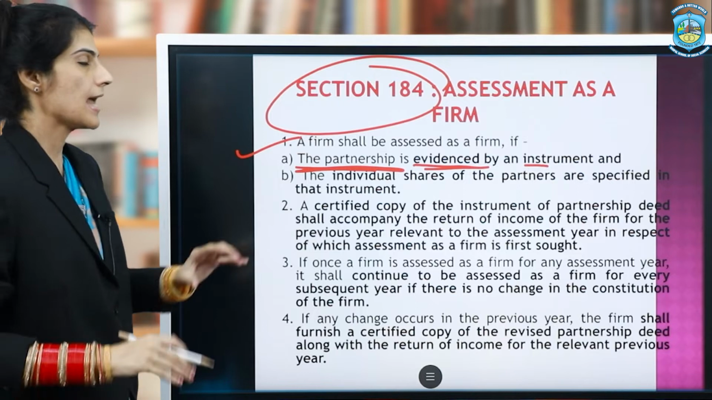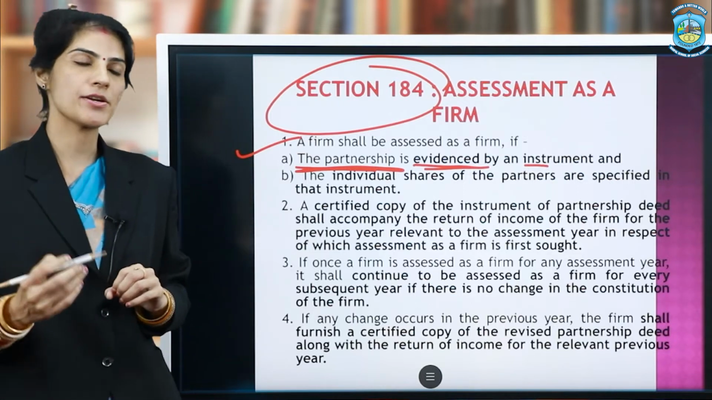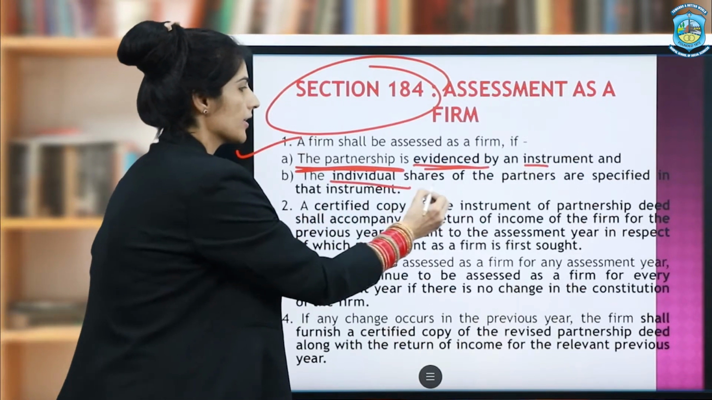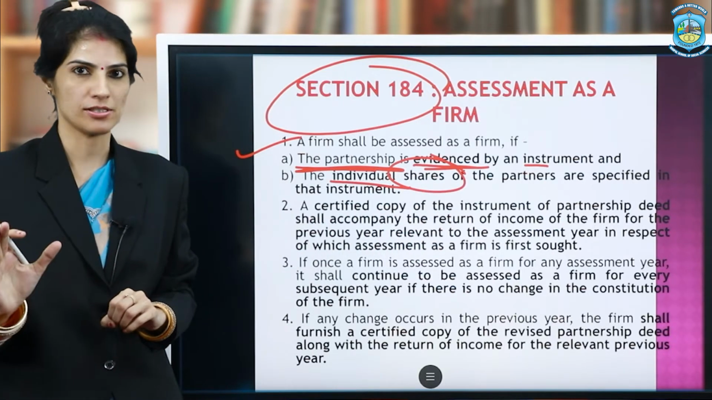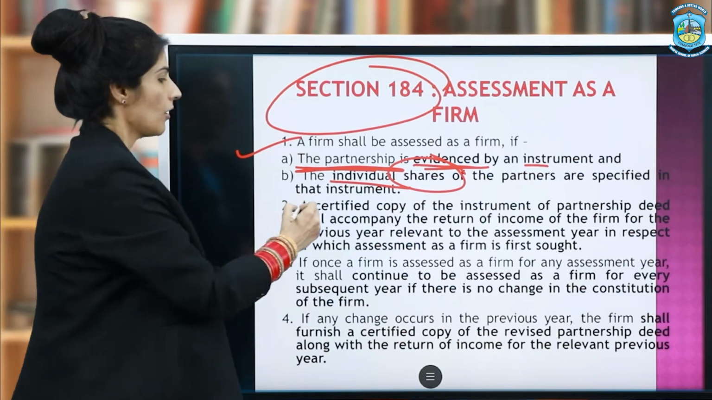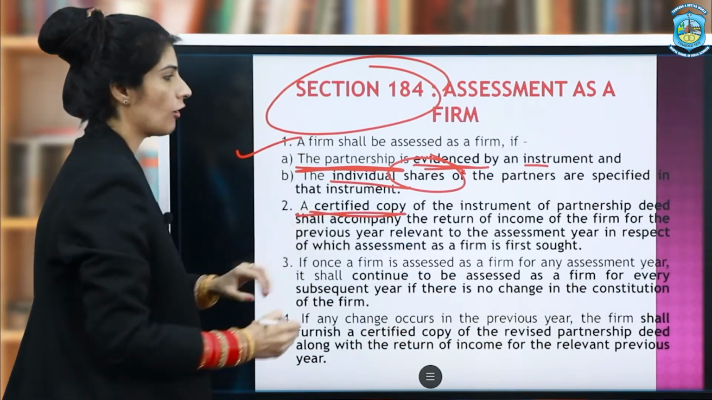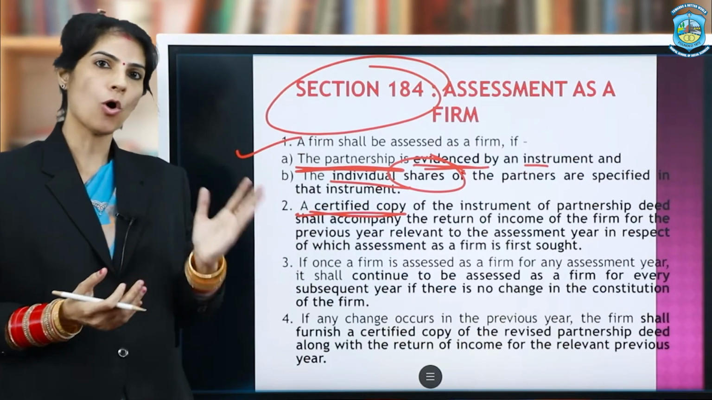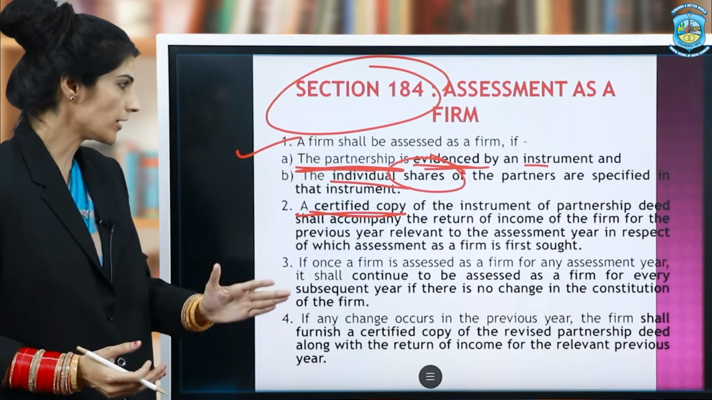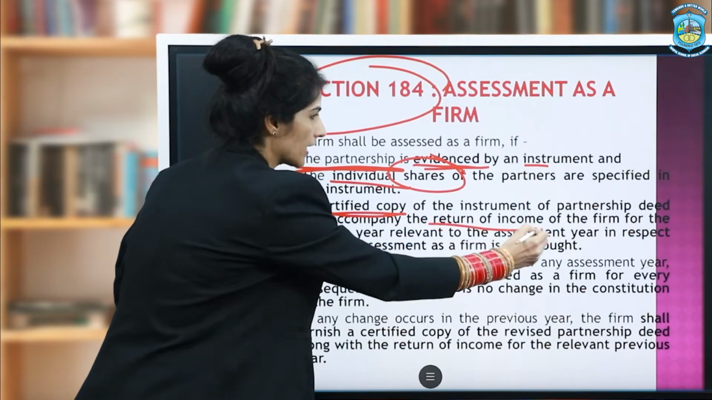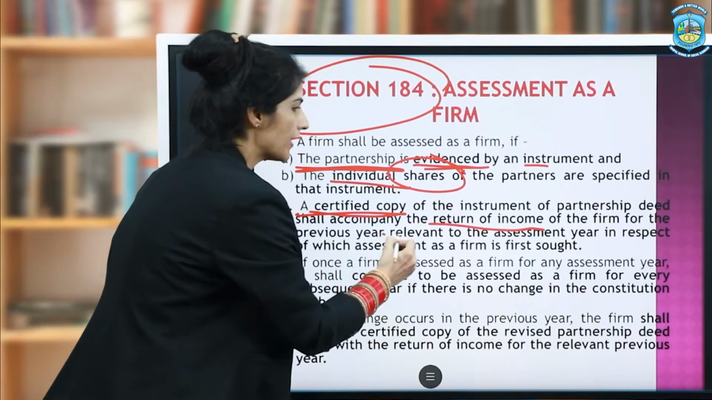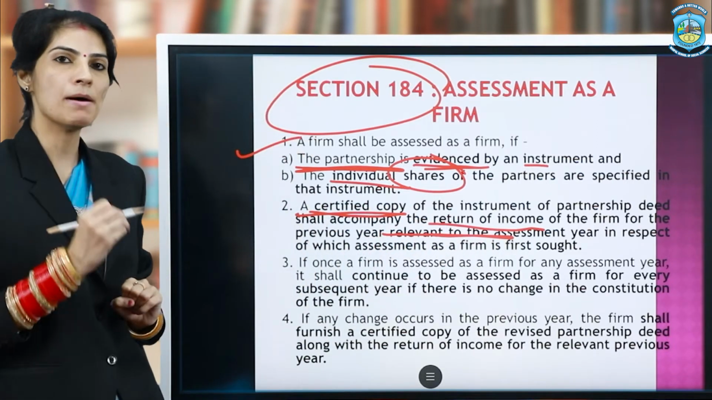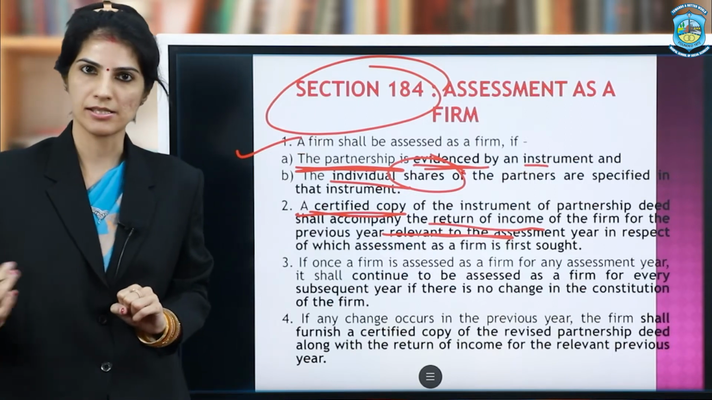The second thing is that in that particular instrument or in that partnership deed, the share of the partners must be specifically mentioned. Then, the certified copy of this particular instrument or partnership deed, supported by the returns of income of the firm for the previous year relevant to the assessment year, must also be submitted.